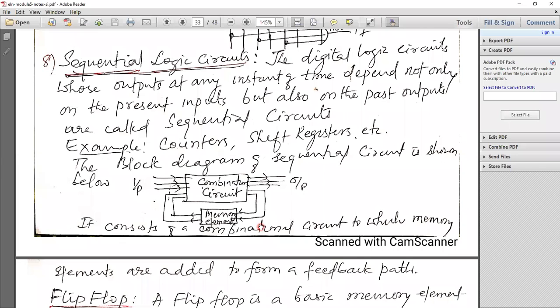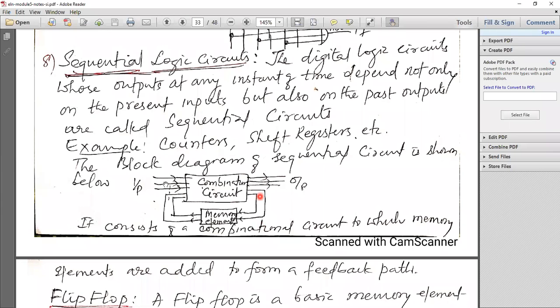But in a combinational circuit, the output can be determined from the present input alone. For example, sequential logic circuits are used for counters and shift registers. So we can see the block diagram here.